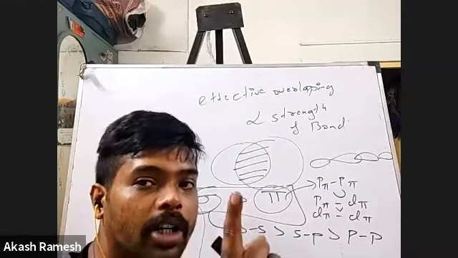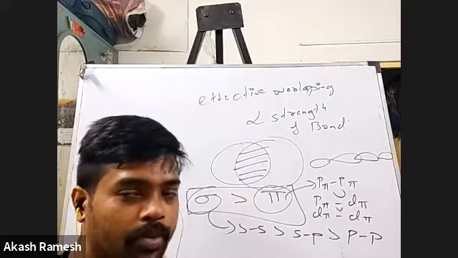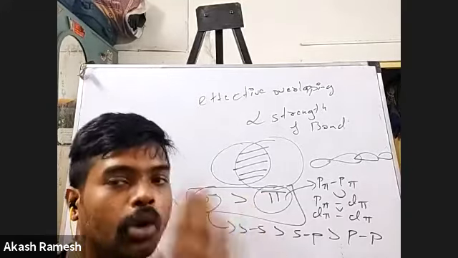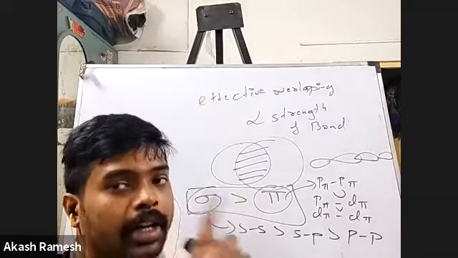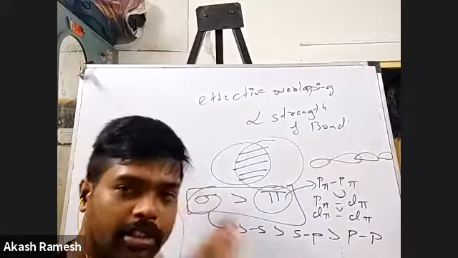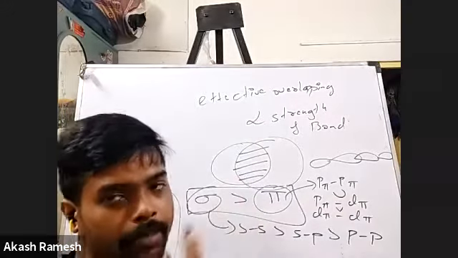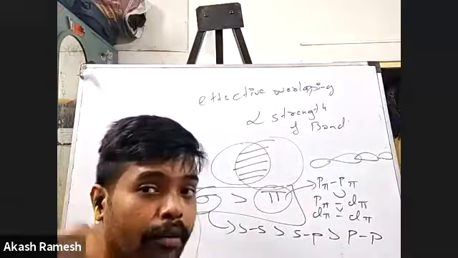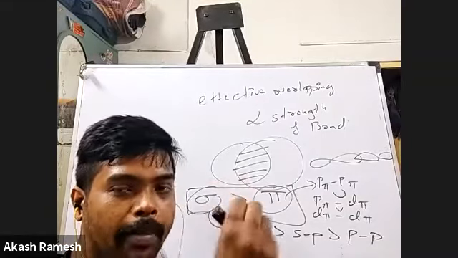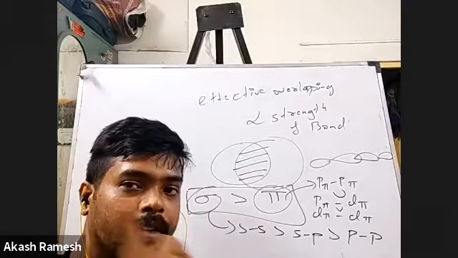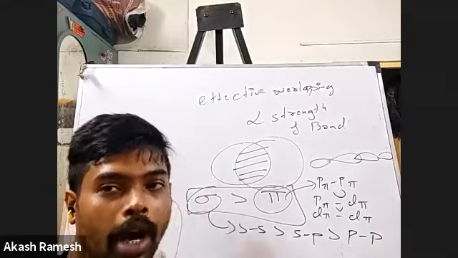Whenever a first bond is formed between two atoms, any two atoms for that matter, that is always going to be a sigma bond. After the first bond, however many bonds you form, all of them are going to be pi bonds. Remember this statement: the first bond between two atoms is always a sigma bond because it is stronger, since effective overlap will happen. That is what is favorable. So the first bond is always a sigma bond, and after the first bond, any other bonds you form are going to be pi bonds.